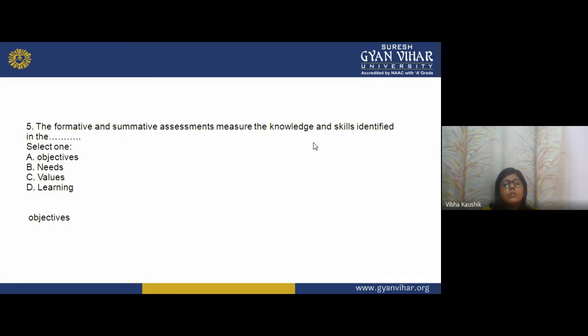Now the options are objectives, needs, values, and learning. The correct answer is objectives, which means option A.